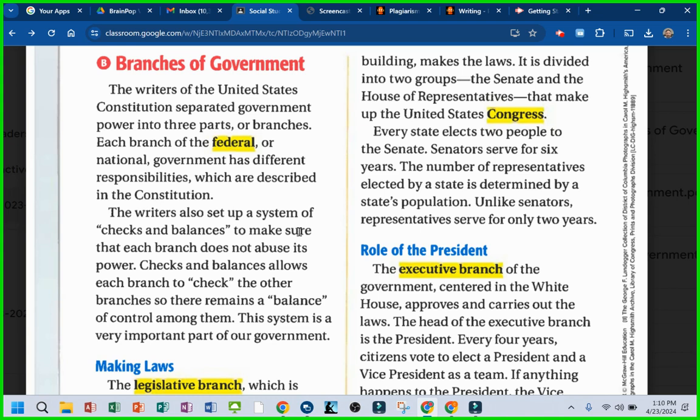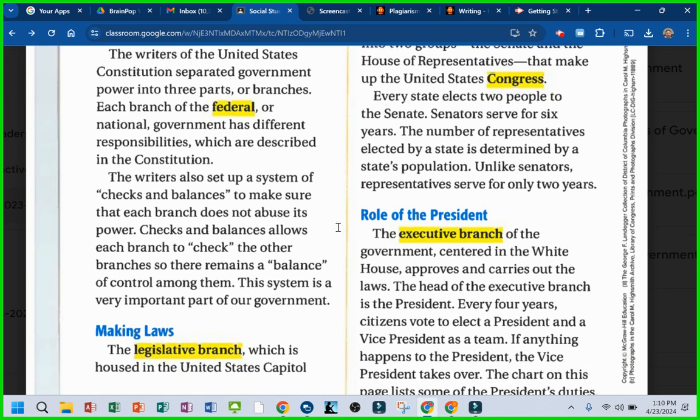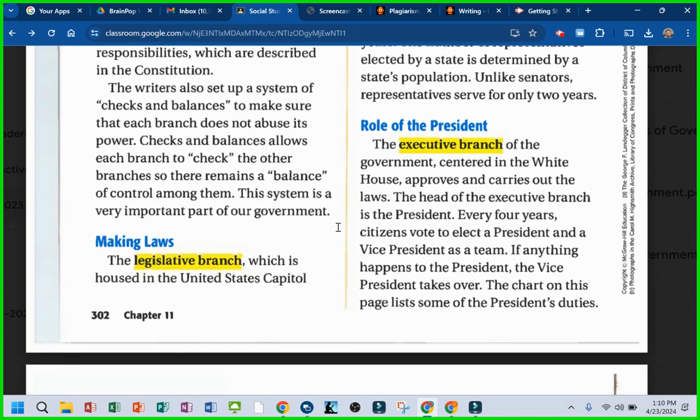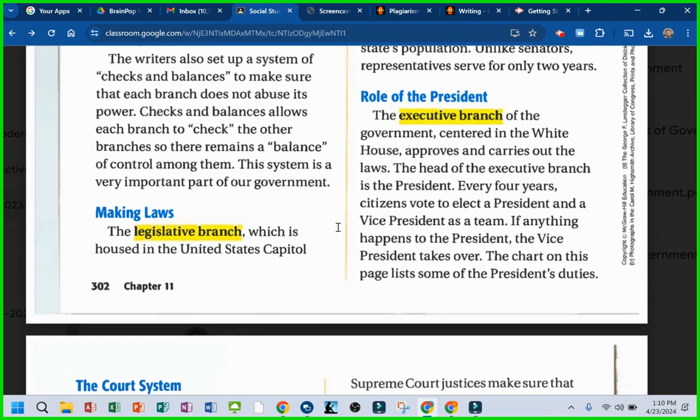All right, so each branch of the federal or national government has different responsibilities, which are described in the Constitution. The writers also set up a system of checks and balances to make sure that each branch does not abuse its power. Checks and balances allows each branch to check the other branches, so there remains a balance of control among them. This system is a very important part of our government.